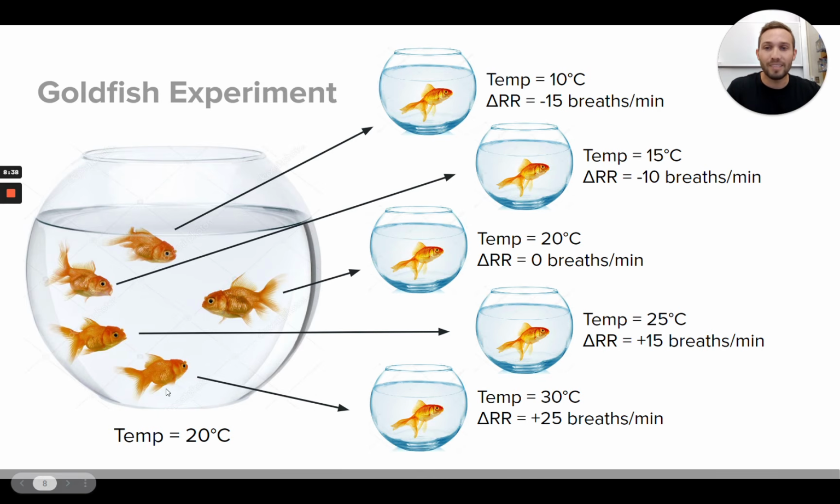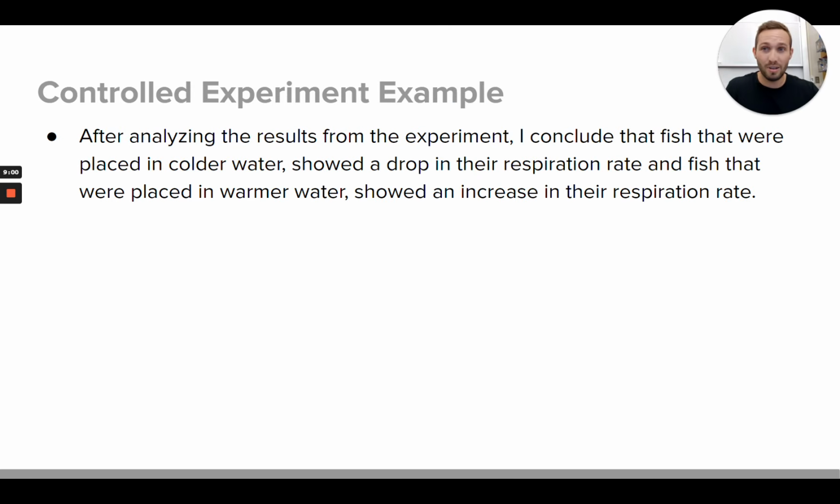And then lastly, one that went into 30 degree water, and its respiration rate went up 25 breaths per minute. So there's my experiment, a summary, a nice little flow chart of what I did in my fake example, and the data from those fish. And with this experiment, we're going to now talk about the different components of my controlled experiment.